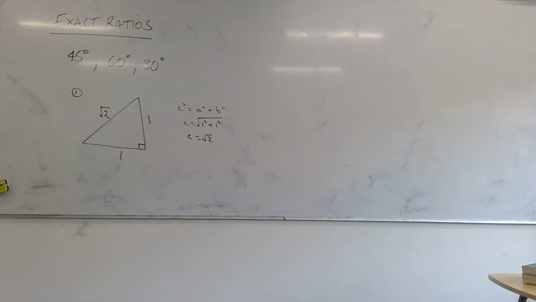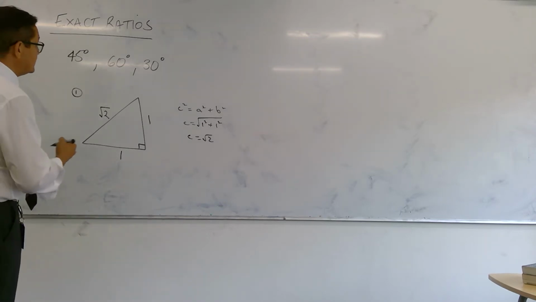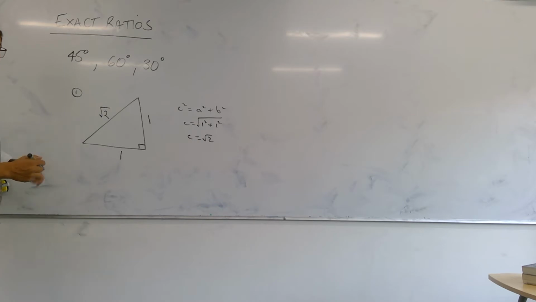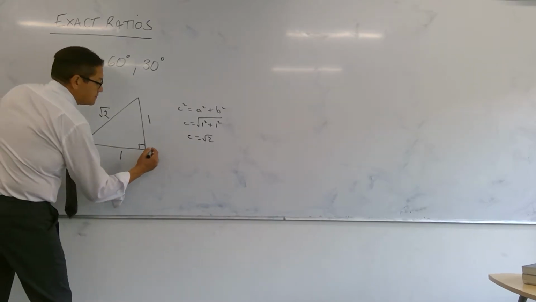Yeah? Now, see that surd, the square root of 2? If we leave it as a surd, it's an exact answer. Which now means that from this triangle, I find this.